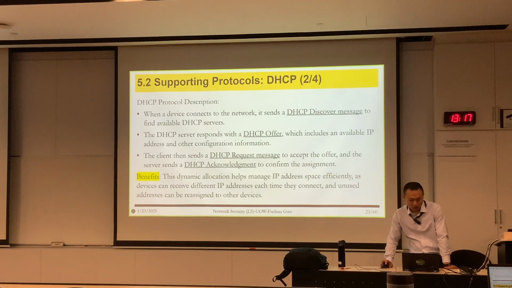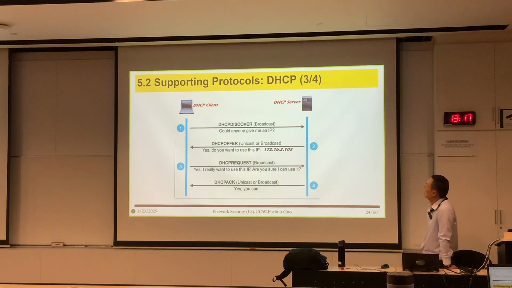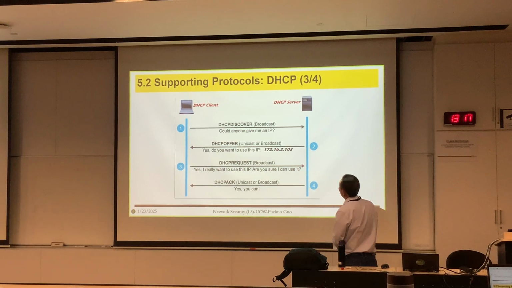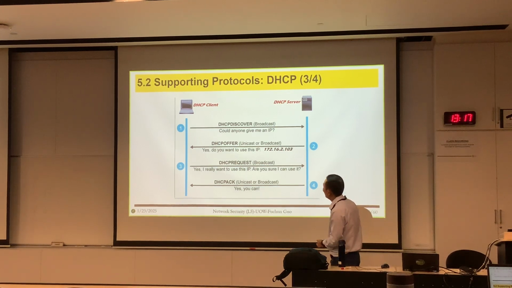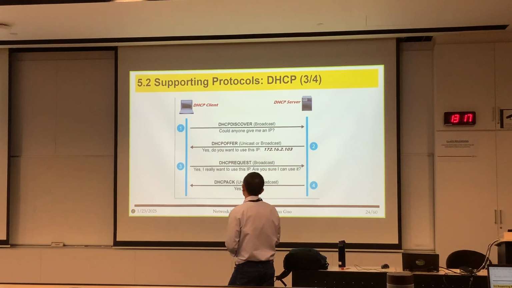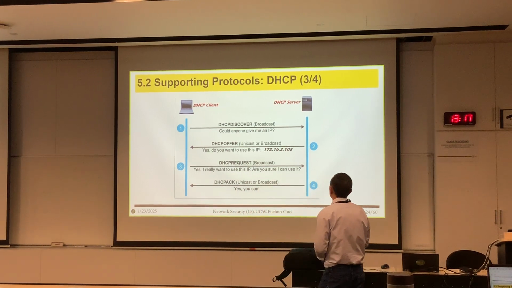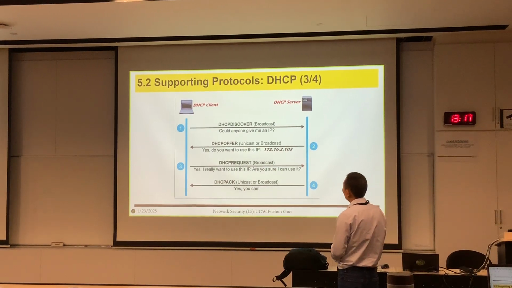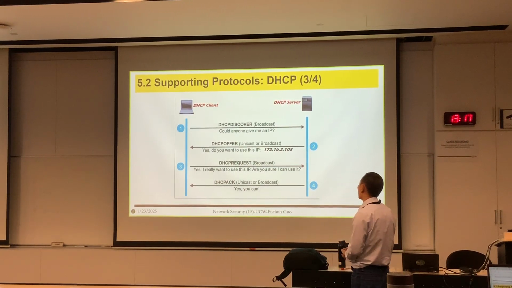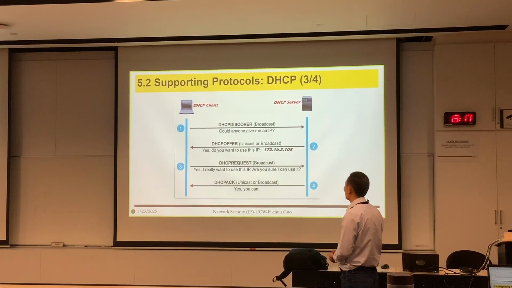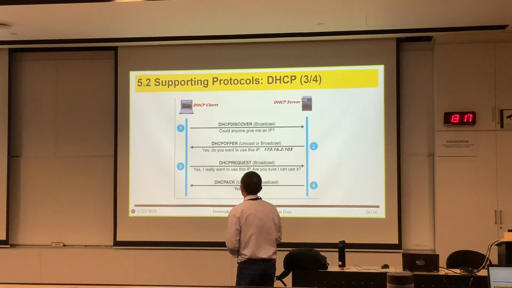And this is just the wording-based protocol, and this is more like interactions. So we have the client, we also have the server, and first the client will broadcast the DHCP discover, and then the server will reply with an offer, and then the third one is the confirmation request accepting the offer, and then the last one is confirmation from the server.